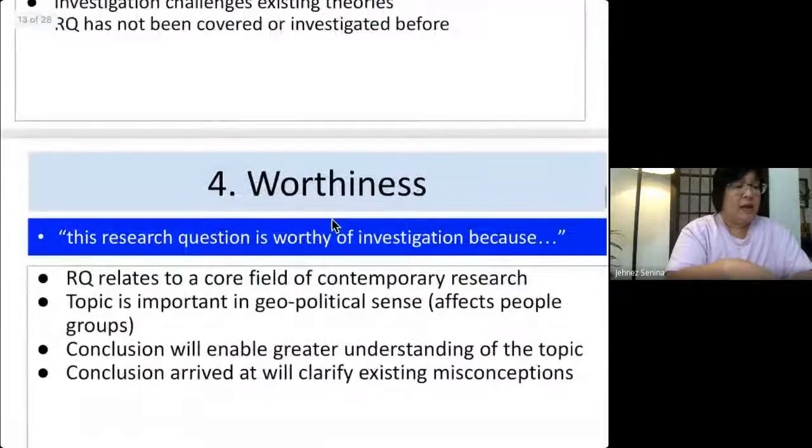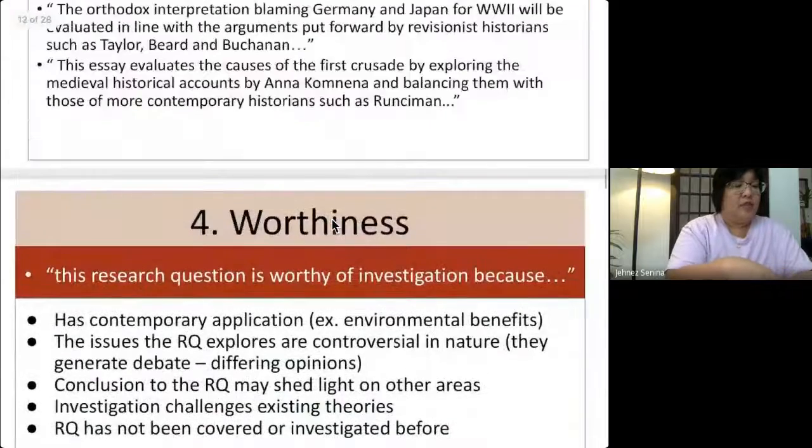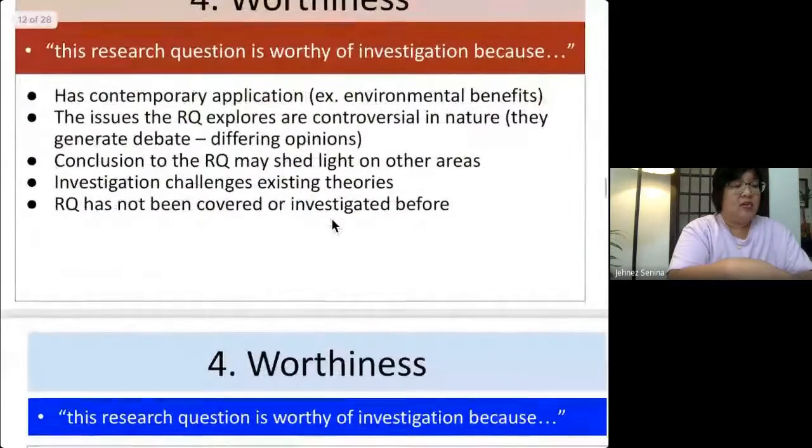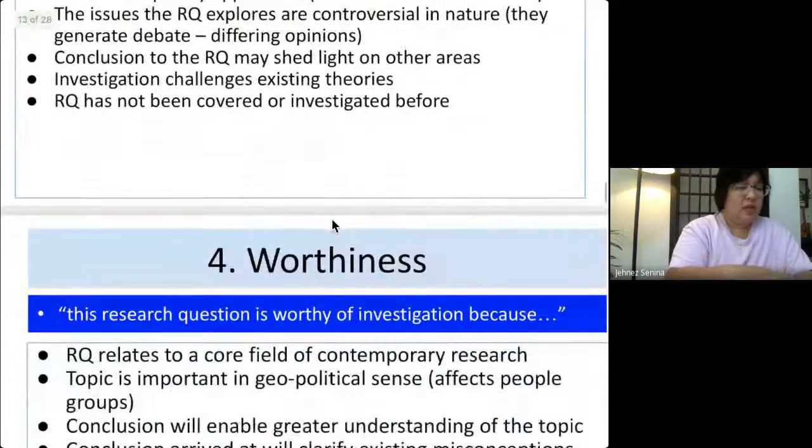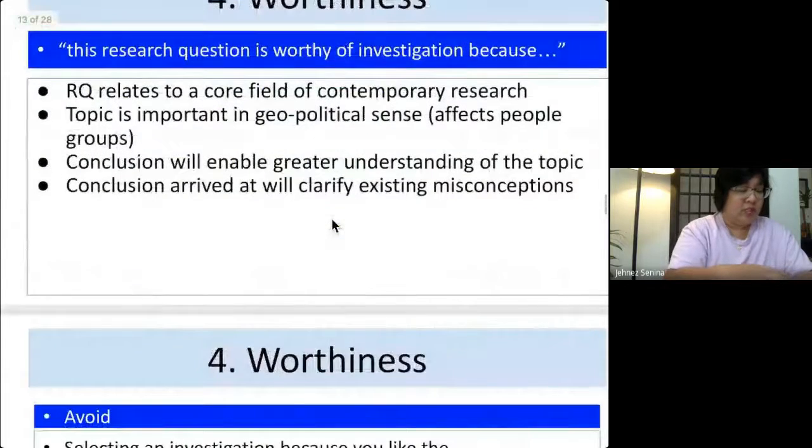Focus on these examples. I've talked about too many here. So again, contemporary, controversial. It will help understand misconceptions about the topic, so on and so forth.